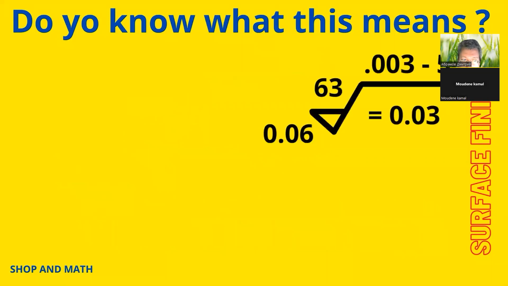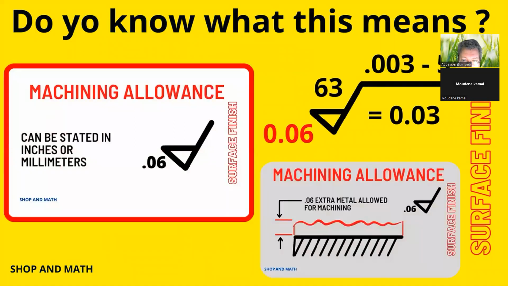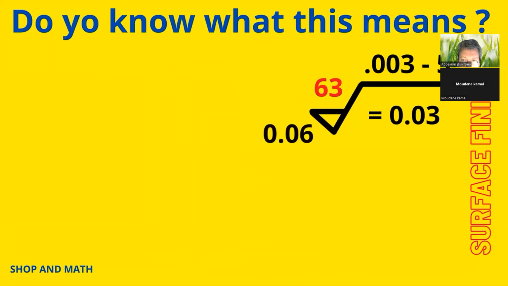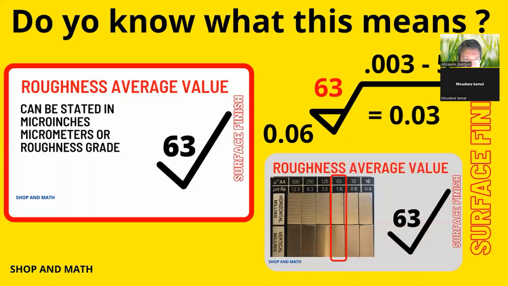Let's work our way from left to right. Let's start with the 60 thousandths of an inch. Position, it means machining allowance. I am required to take 60 thou off of this surface. Next up is 63. In this position, it's Ra. My roughness average needs to be 63 or better. Here's what a roughness average of 63 looks like using a roughness comparator.